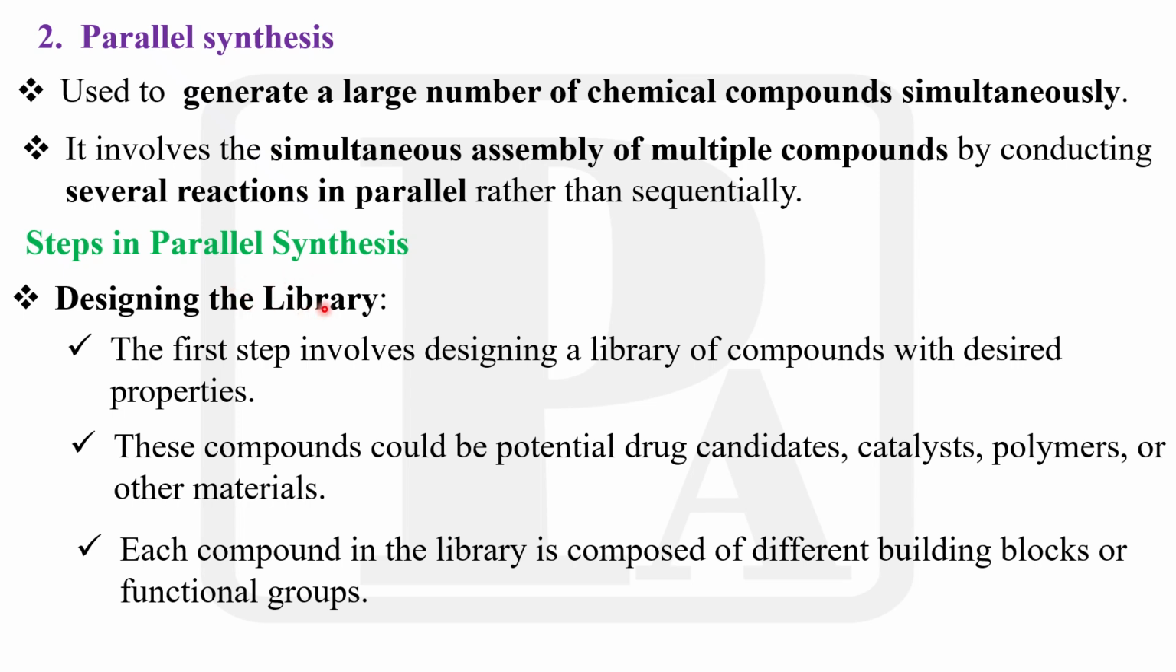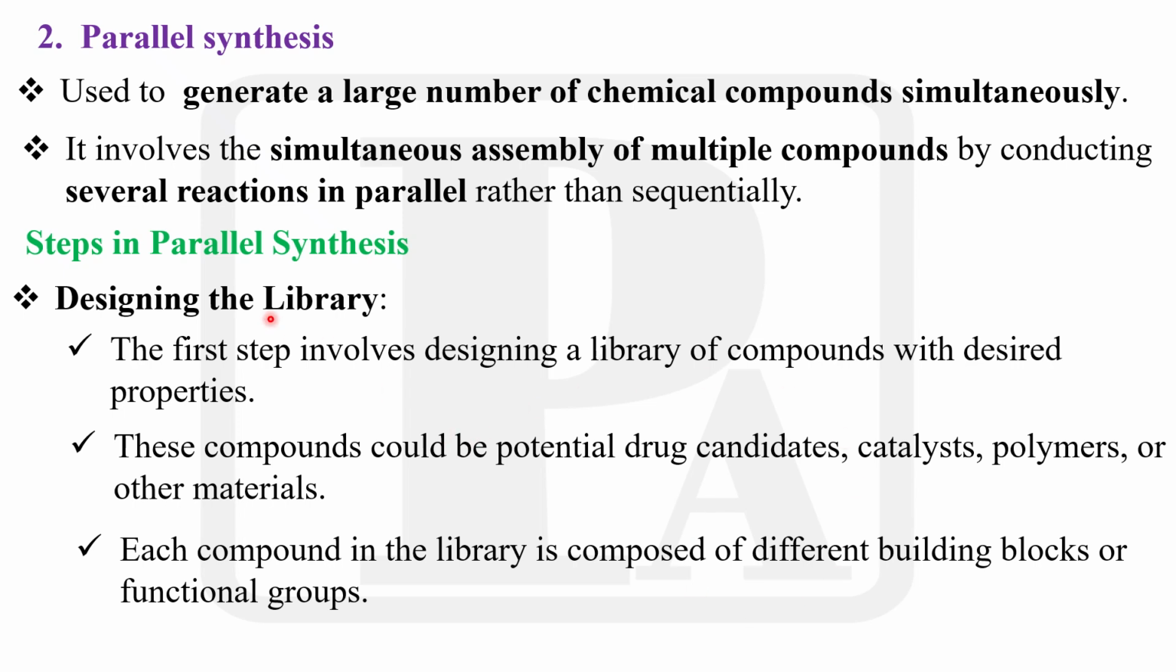First one is designing the library. How to design the library? Based on desired properties we have to design the library. So that library may have potential drug candidates or a catalyst or a polymer or other materials. How are the compounds? The compounds in the library are composed of different building blocks or different functional groups.